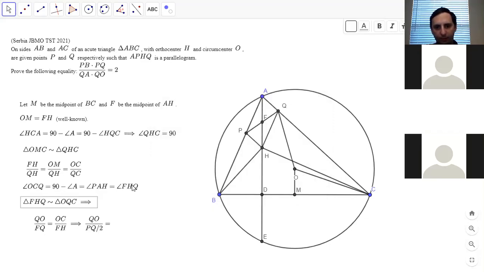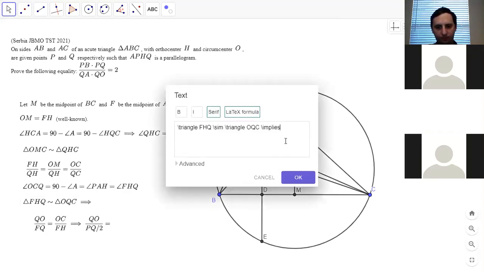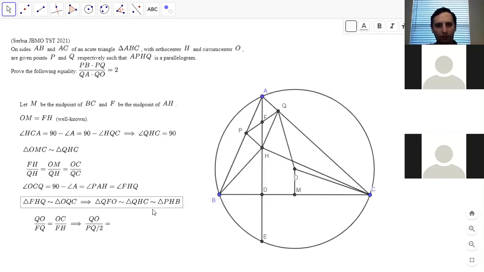So basically, this means that QFO is similar to QHC, triangle PHB. So that's using a spiral similarity.